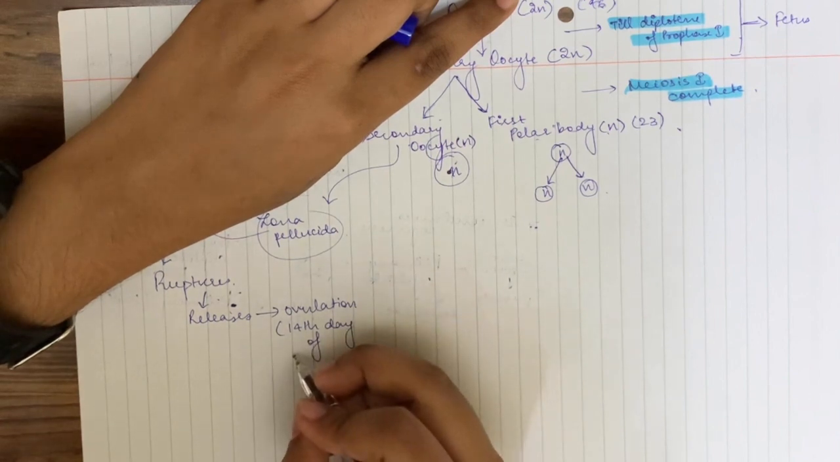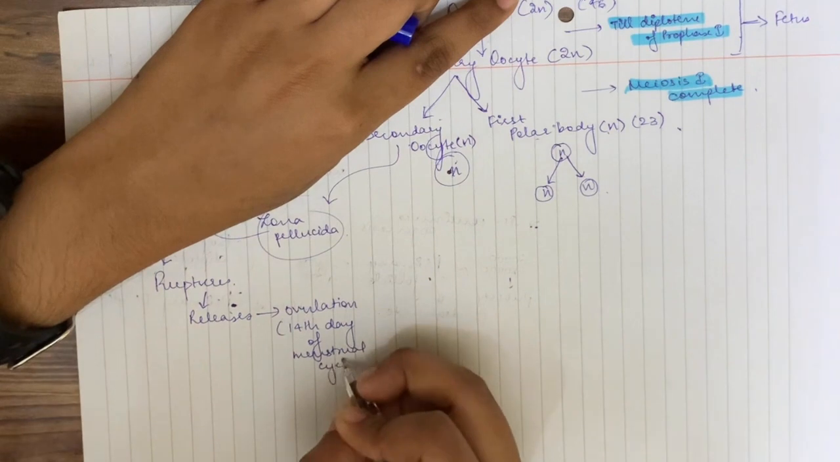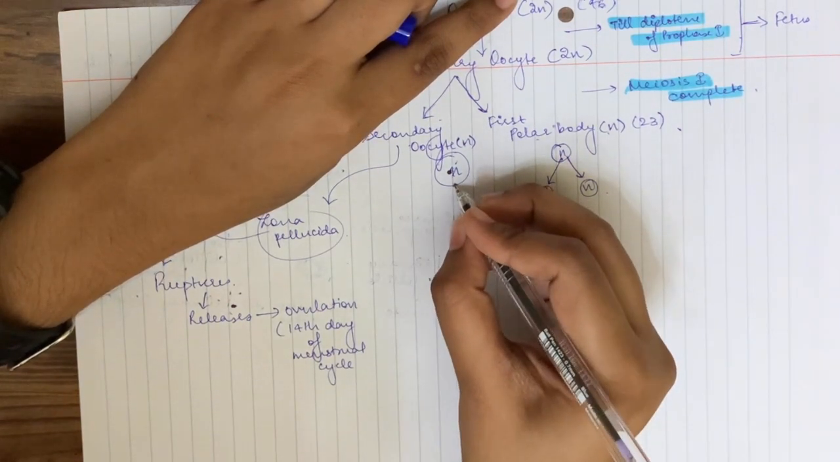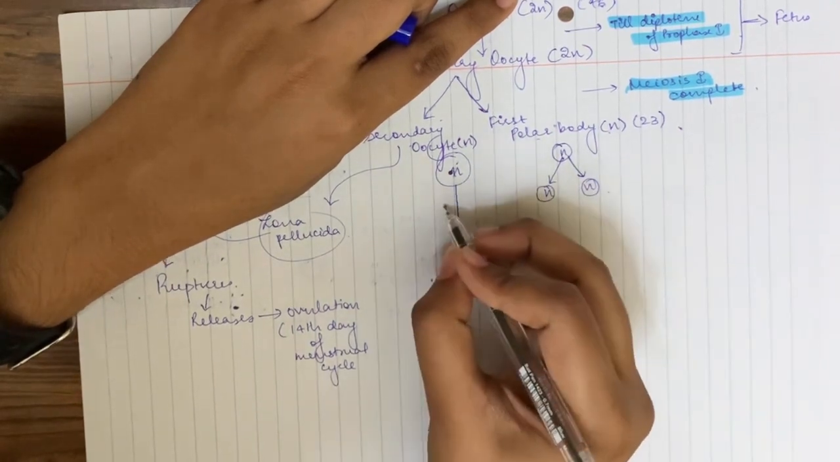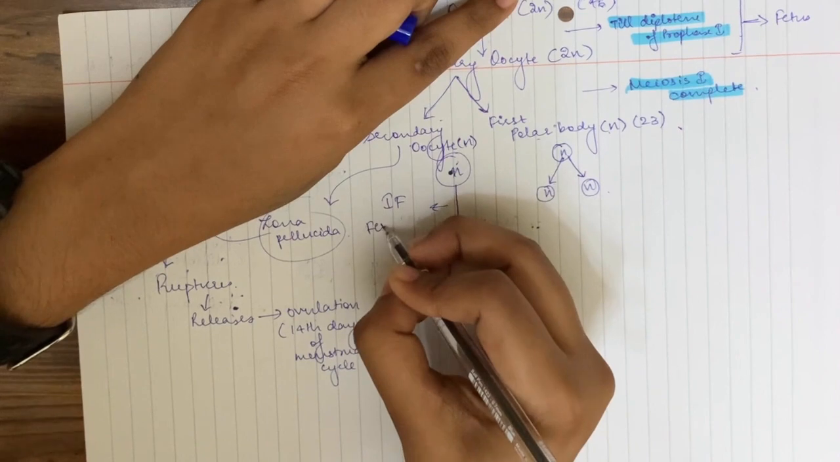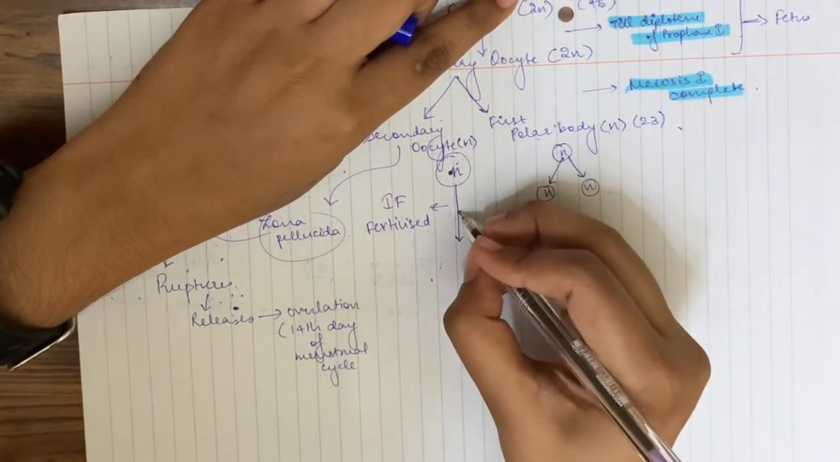Let us come to the process of ovulation. So when this secondary oocyte and first polar body are released from the Graafian follicle into the fallopian tube by the process of ovulation, which takes place on the 14th day of the menstrual cycle in females, this is the first precursor to the process of fertilization. So now this secondary oocyte has reached the fallopian tube.